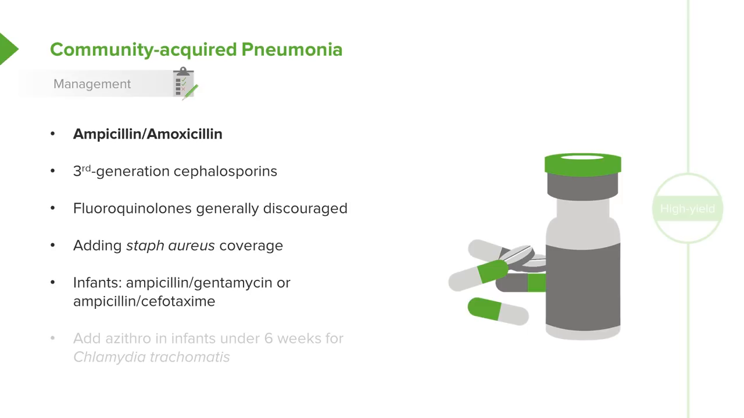For infants, we do use broader spectrum agents because, remember, these infants are prone to other infections like E. coli, which can get into the lung. Lastly, we often will add azithromycin to infants under 6 weeks of age for concern over possible Chlamydia trachomatis, but we'll test for that too through a nasal PCR.